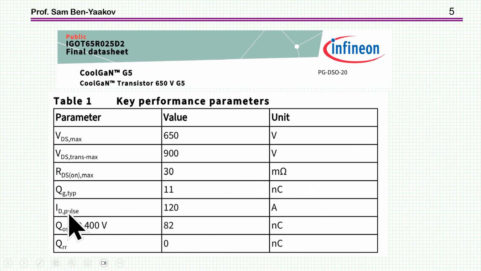And indeed, the pulse current can go up to 120 amp. So it's a fairly large power transistor, 650 volt. So it'd be useful, say, for a 400 volt bus and a little bit higher than that. So this is very similar to parameters that you'll get with the silicon MOSFET.